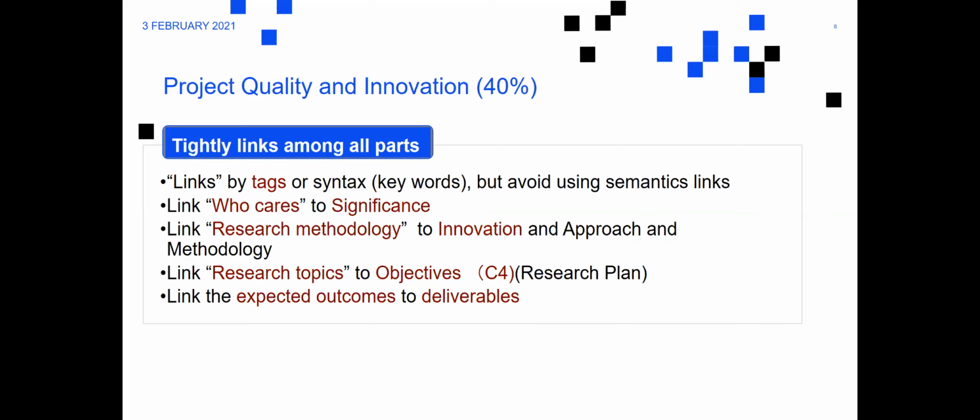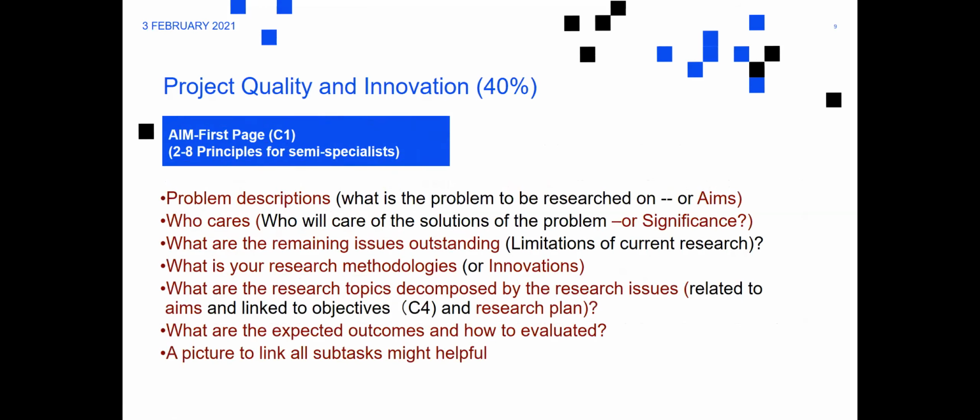So basically, on this page, I talk about the links. You need to make your proposal complete and not redundant. So when you finish the proposal, you need to come back to check whether all the links are clear and tight. So that's about the links. Then we go to the next page. So on this page, I will focus more on the first page.